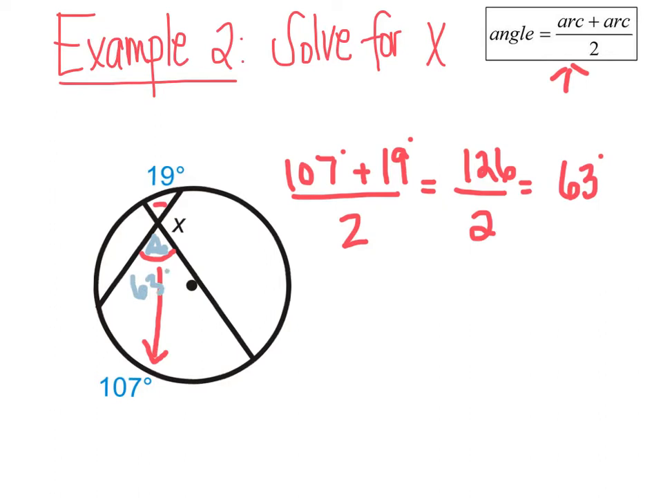But we need to find x over here. So think back to earlier on that we talked about linear pair. These angles are supplementary, which means they have to equal 180 degrees. So then we need to take 180, subtract 63 to give us our remaining, which is 117 degrees.